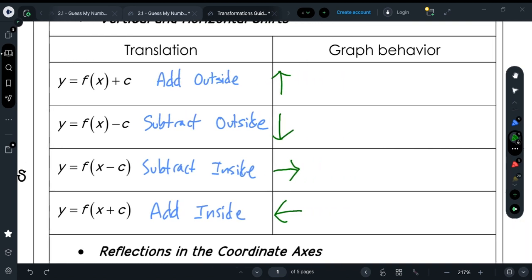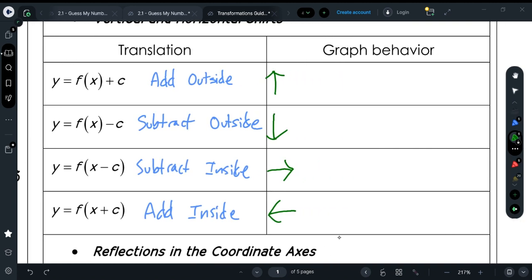Okay, and then what we'll do is we're just going to spell these out, and we're going to use our vocabulary words. So our vocabulary word for move the graph is translate. So here I'm going to say translate up. And here I'm going to say translate down.